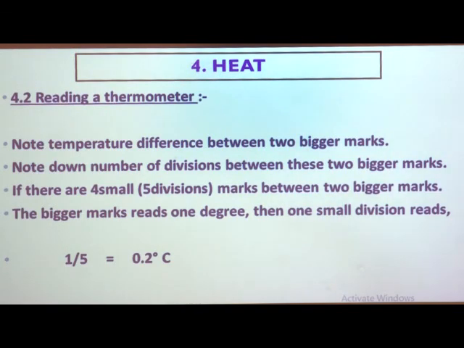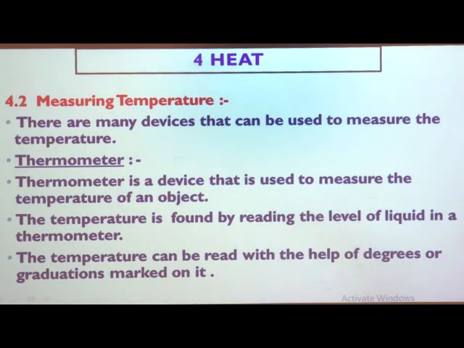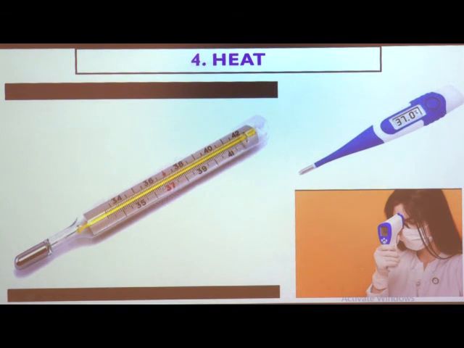So, how do we read a thermometer? First point, note the temperature difference between two bigger marks. In this picture you can see some marks given here. In a digital thermometer there is no need to read markings. In this laser thermometer you don't need to read markings; directly you can see the temperature here, 36.9 or 37.00, numbers like 35, 36, 37.